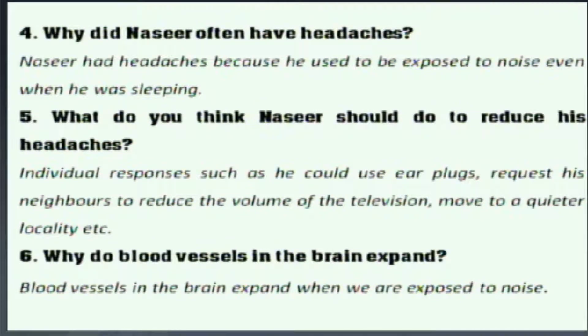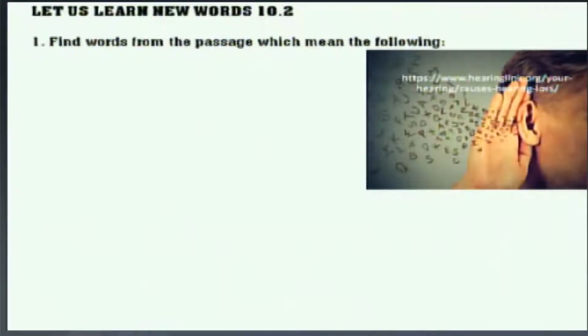Okay. Next question. Why do blood vessels in the brain expand? So blood vessels in the brain expand when we are exposed to noise. We have read it very much in the first part. Okay, let's move ahead. So let us learn new words from 10.2. Find words from the passage which mean the following.